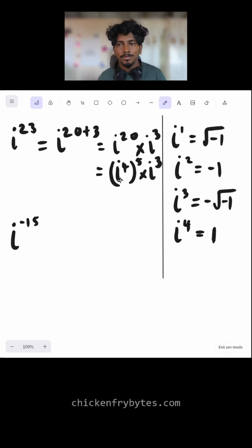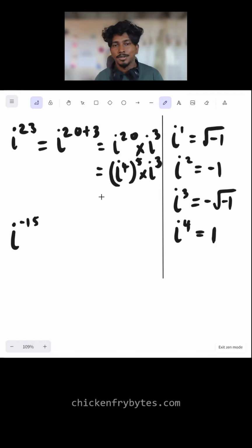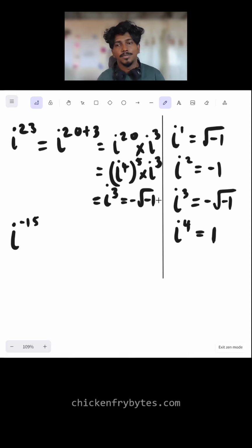All right, remember any power of i to the power of 4, in this case, we have i to the power of 4, all raised to the power of 5. That will just evaluate to 1. And so the final answer here is i to the power of 3, which is the same as the negative square root of negative 1.